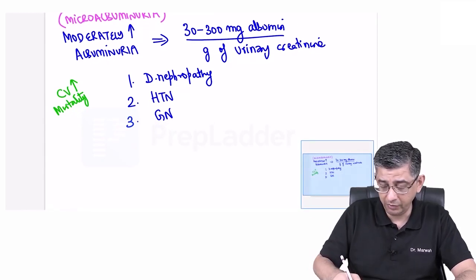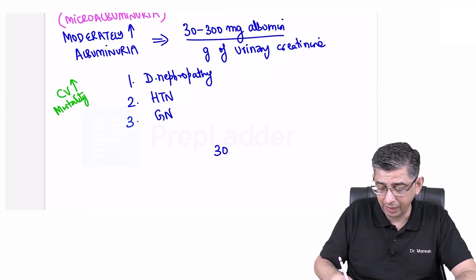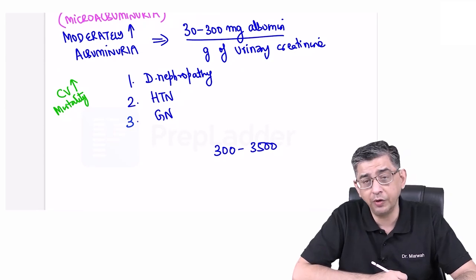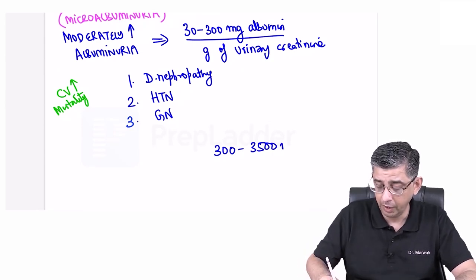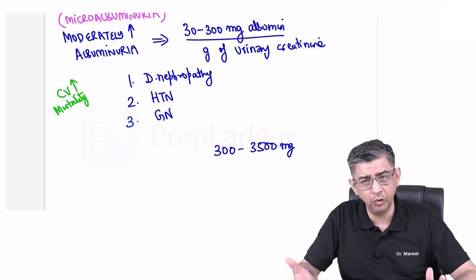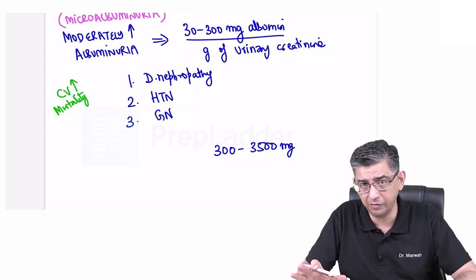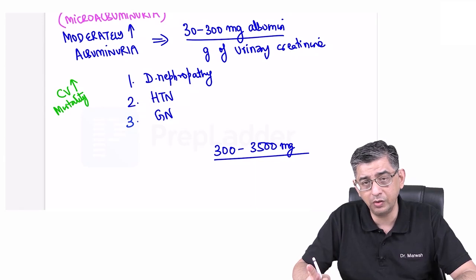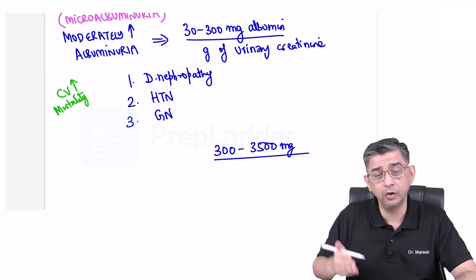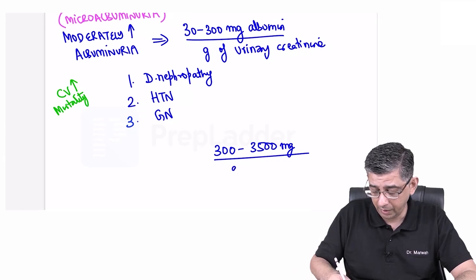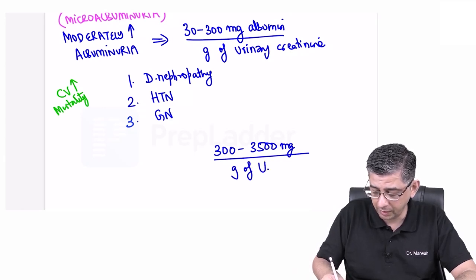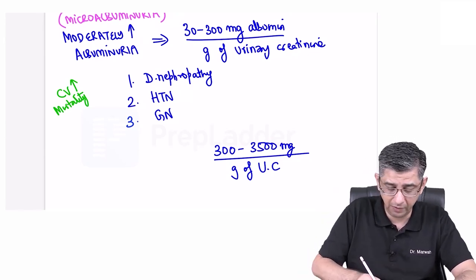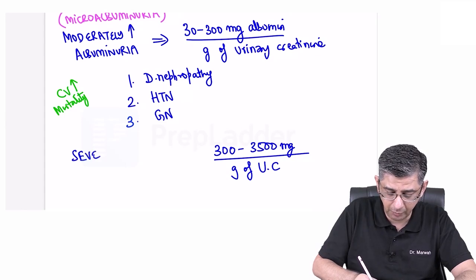On the other hand, if I increase the value here, let us assume that the magnitude of proteinuria here is from 300 to 3500 milligram, you very well understand that I am leading you to nephrotic range proteinuria, which is more than 3.5 grams. But at the moment, what I'm saying is, if it's lesser than that threshold of 3.5, from 300 to 3500 milligram per gram of urinary creatinine, I'm writing UC to stand for urinary creatinine, I'm going to say that the person has severely increased albuminuria.